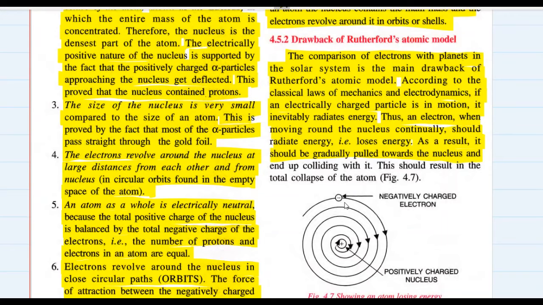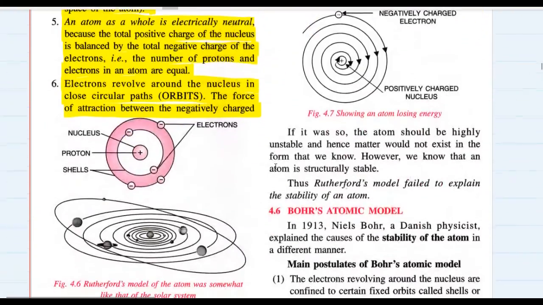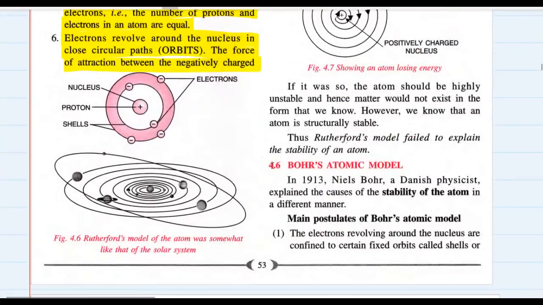So this, you can say, is the reason why an atom is not self-destructible, why electrons do not lose energy when they move at a high speed around a nucleus, why electrons do not fall into the nucleus, and why the total collapse of an atom does not take place. That was not explained to us by Rutherford. So that is the main drawback of Rutherford's model of an atom.